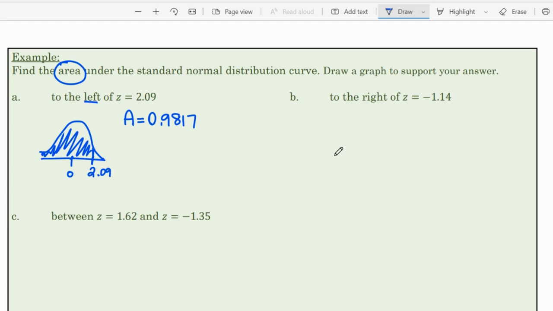All right, let's take a look at letter B. Let's draw our curve. To the right of z equals negative 1.14. So find your 0. What side is negative 1.14 on? It's on the left-hand side because it's negative. So put it on the left. Draw a vertical line and shade to the right.